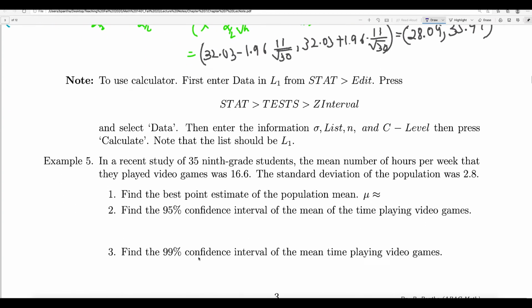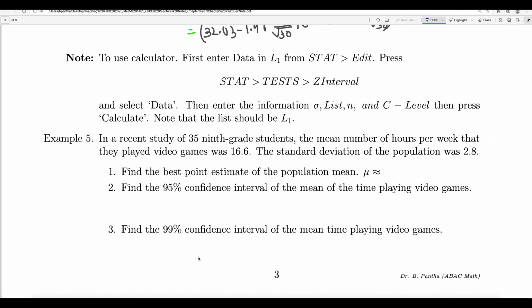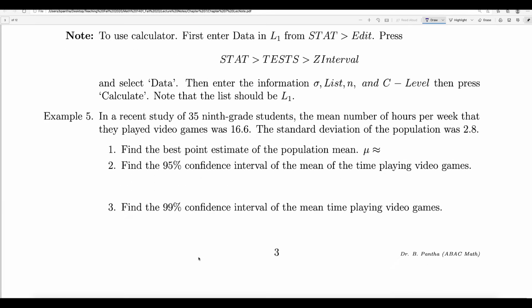All right, so I want to do example number 5 using the calculator directly. Let me list the given things first. In a recent study of 35 9th grade students, so n is 35, the mean number of hours per week that they played video games is 16.6, x bar. How do I know that it is the sample mean? Because it talks about the sample size and then says the mean of that sample is 16.6.